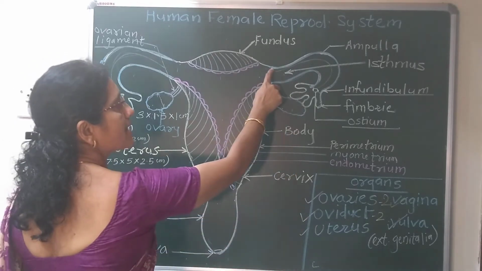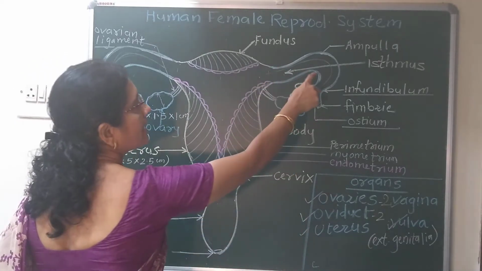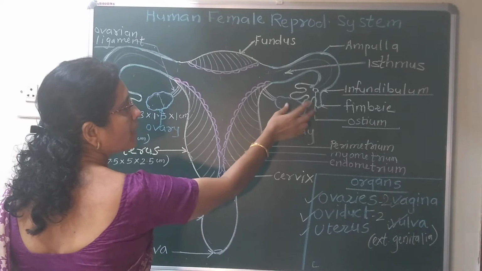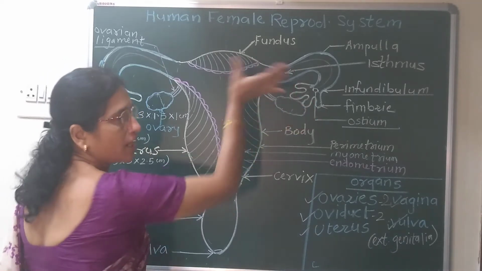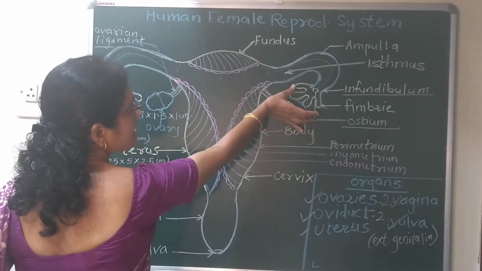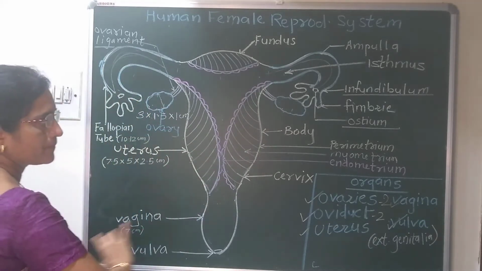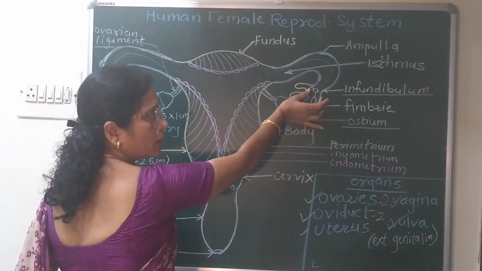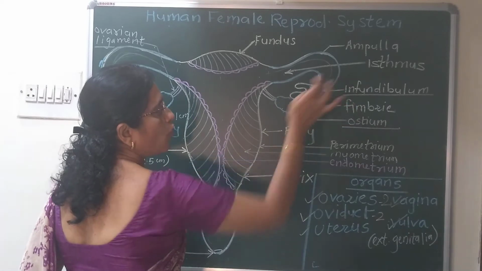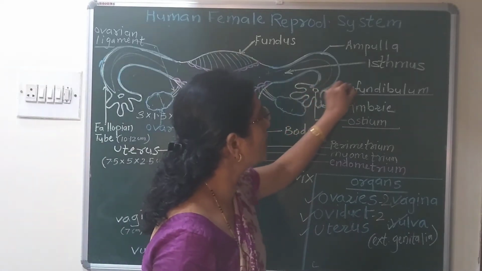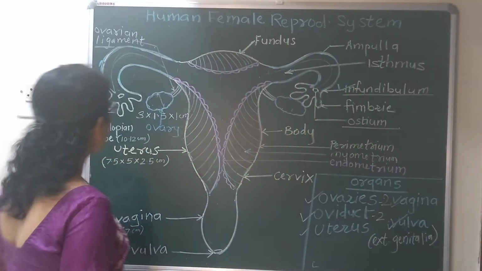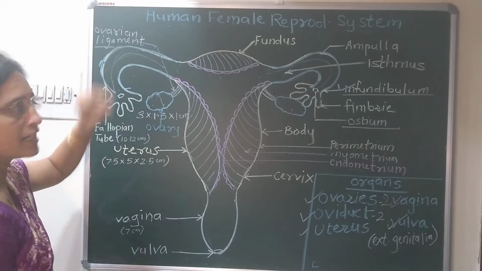One end is attached with the uterus and the other end of the fallopian tube, you can see, is funnel shaped. This part of the fallopian tube, the beginning part, is called the infundibulum. Okay, so this is the infundibulum.